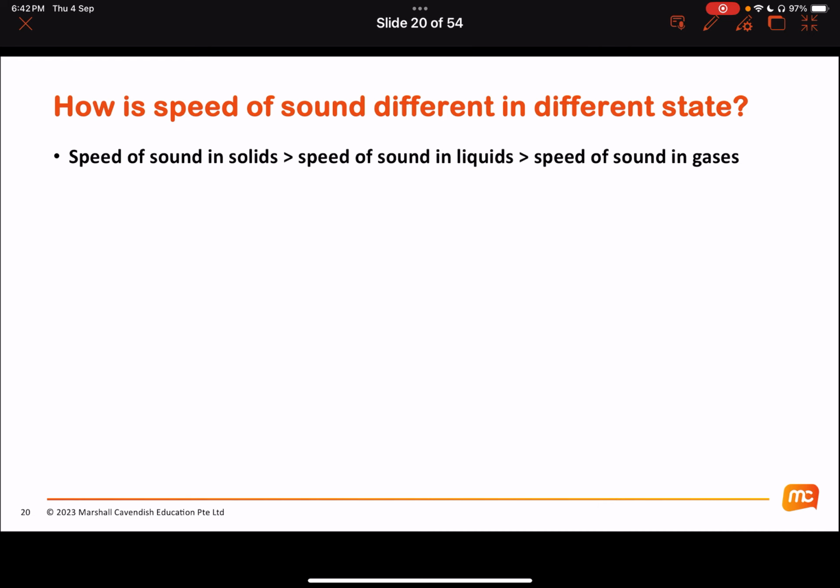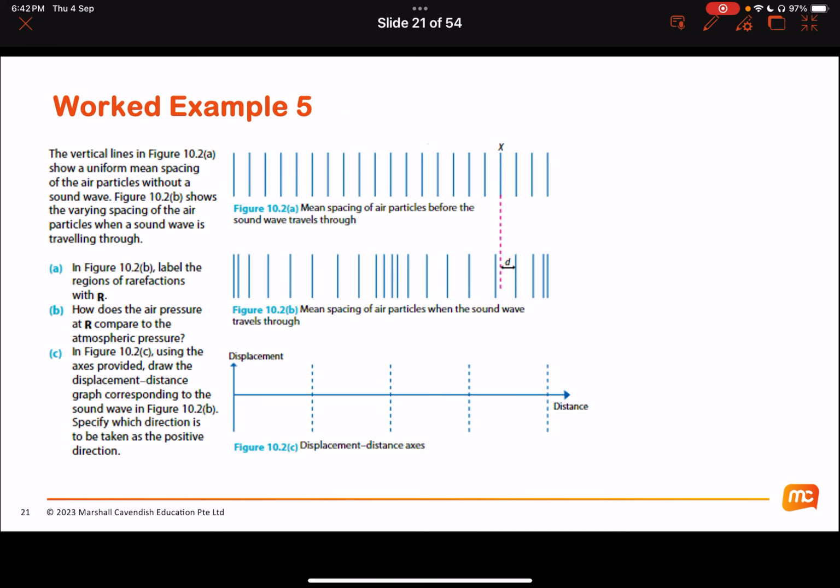So let's look at one example. Now the vertical lines show a uniform mean spacing of the air particles without a sound wave, the original state. Then the next diagram shows the varying spaces when a sound wave is introduced. So label where the regions of rarefactions are.